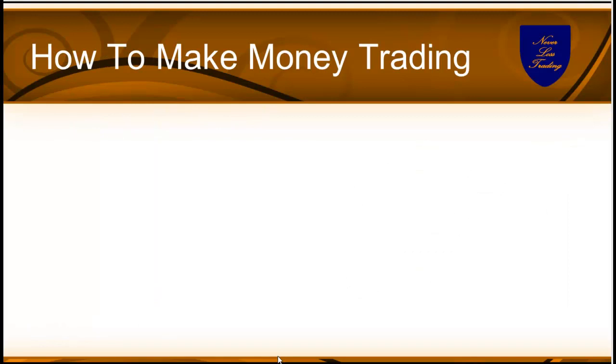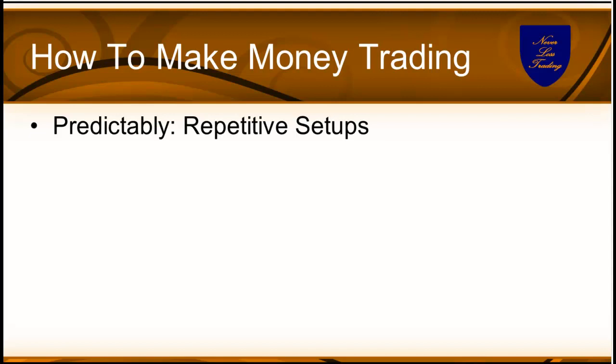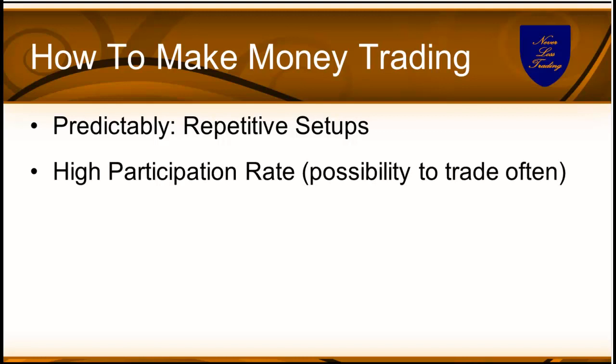Today we want to focus on an example of how to trade the ES, the E-mini S&P 500 futures. Before we do that, there are some general terms which we want to share with you, giving you the prerequisites of making money trading. Number one, predictability. You need setups that repeat themselves and give you a high chance that you can trade them directionally, because that's the best way of making money trading futures.